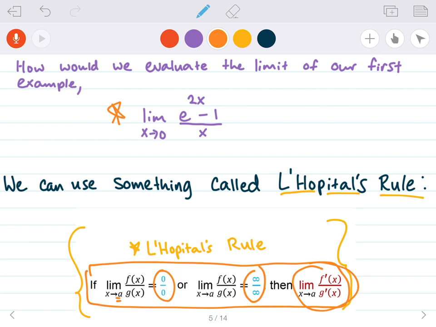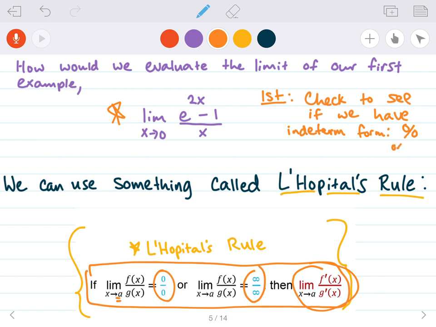Now, let's say you take the derivative and you still get infinity over infinity or 0 over 0 after that, you can do it again. So you can use L'Hopital's rule more than once to evaluate these limits. Okay, so let's go ahead and do this one. First of all, the first thing we need to do every time, don't skip this step, is to check to see if we have an indeterminate form, which is either 0 over 0 or infinity over infinity. If you don't have either of these, you need to stop, because then L'Hopital's rule does not apply.